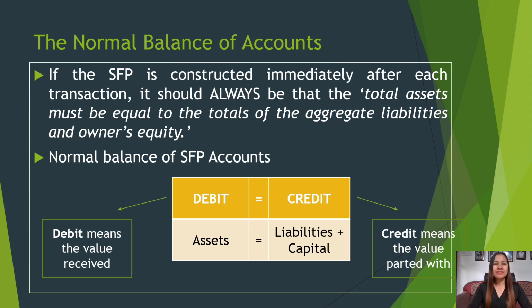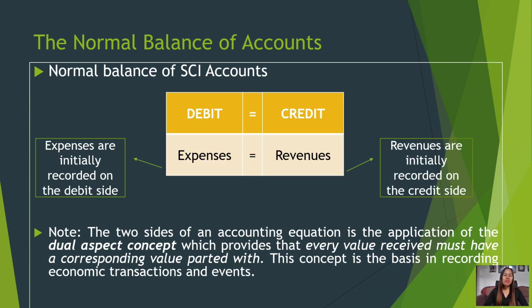We have also here the normal balance of accounts under the statement of comprehensive income. So what are the elements under the statement of comprehensive income? We have the expenses and the revenues. Expenses fall on the debit side or on the left-hand side, and revenues fall on the right-hand side.